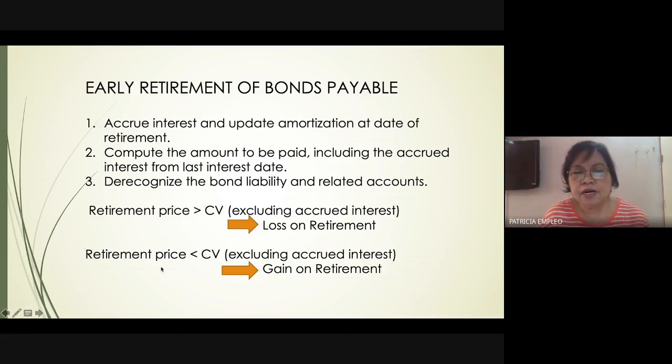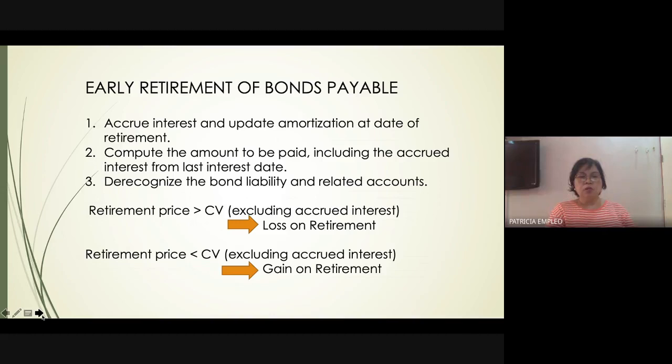Whereas if the retirement price, the amount that you will pay to settle this liability, is lower, then you are doing the entity a favor. You are paying an amount lower than your debt, the carrying value of your debt. Therefore, that is a favorable situation. Therefore, the situation will require us to recognize gain on retirement of bonds.